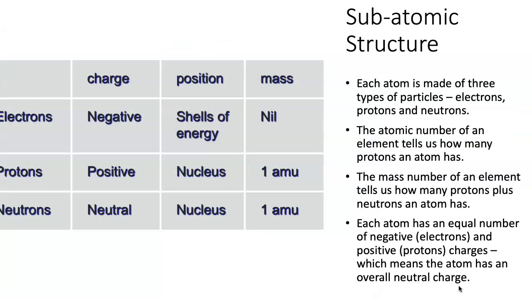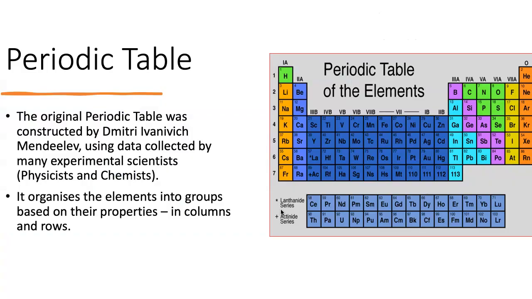We've also talked about this in previous videos. We know an atom contains electrons that are negatively charged in these shells of energy, using Bohr's model, and we say they have no mass, although that's not quite true. Protons and neutrons are found in the nucleus. Protons are positively charged, neutrons are neutral, they have no charge, and they both weigh 1 atomic mass unit. This becomes really handy when we start trying to explain where things are in this table.